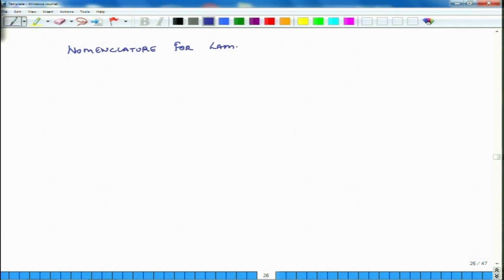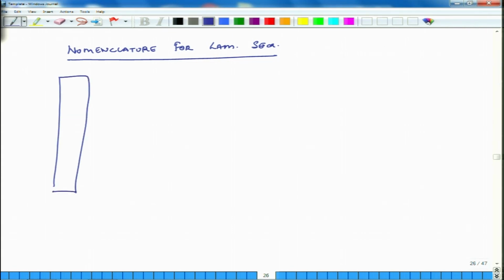For lamination sequences. So, suppose there is this mid plane, let us say there are several layers, and let us say I will put their angles here: 45, minus 45, 0, 90, 90, 90, 0, minus 45, 45.